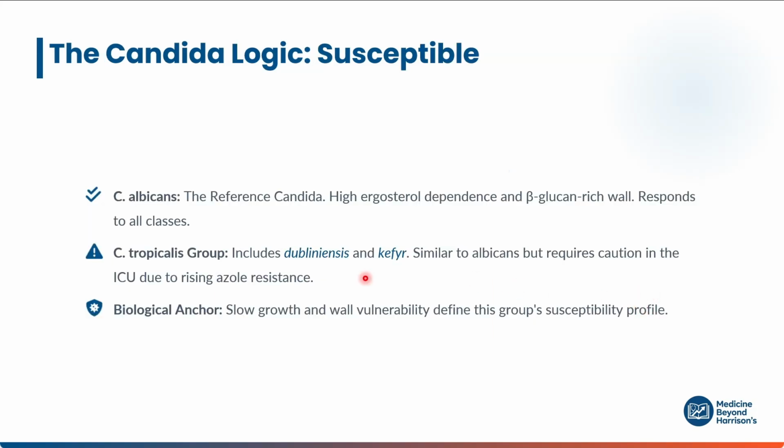Candida logic. Candida albicans, the reference Candida, has high ergosterol dependence and a beta glucan rich cell wall, with response to all classes of drugs. The Candida tropicalis group, which includes tubulensis and kefir, is similar to albicans but requires caution in the ICU due to rising azole resistance. The biological anchor is that slow growth and wall vulnerability define this group's susceptibility profile.